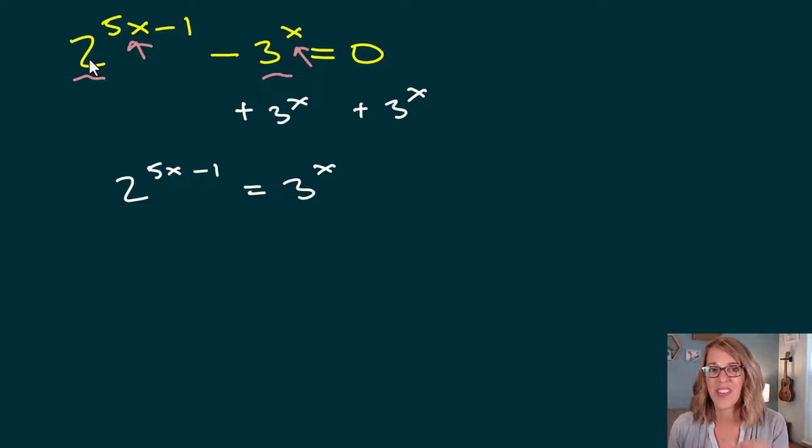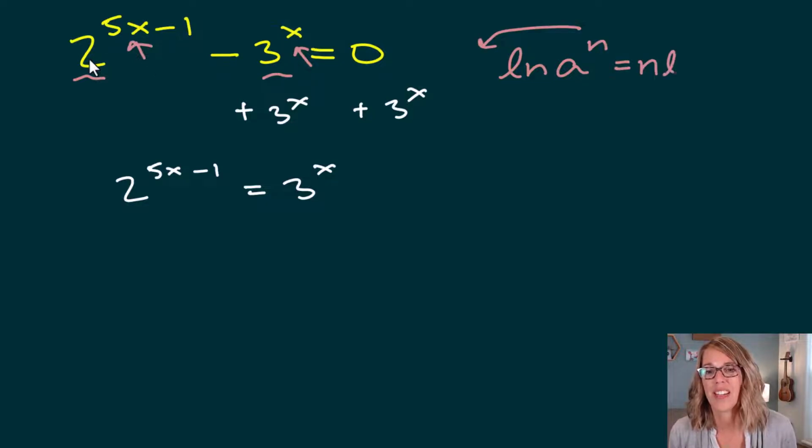I need another property of exponents here. The property that I need says, we're going to use a natural log because it's really easy, it says the natural log of a to any power, I can bring that power out in front. So this equals n natural log of a. And again, you can put any log in here. The property works the same.